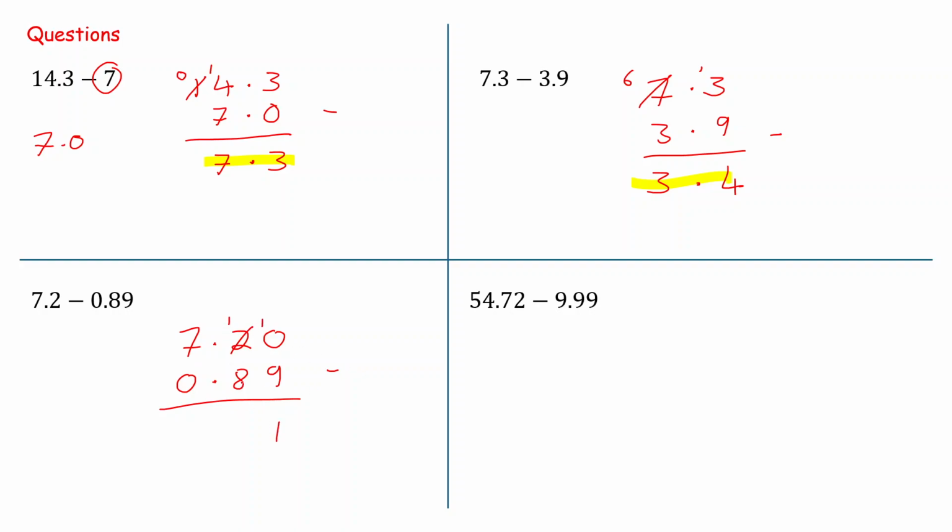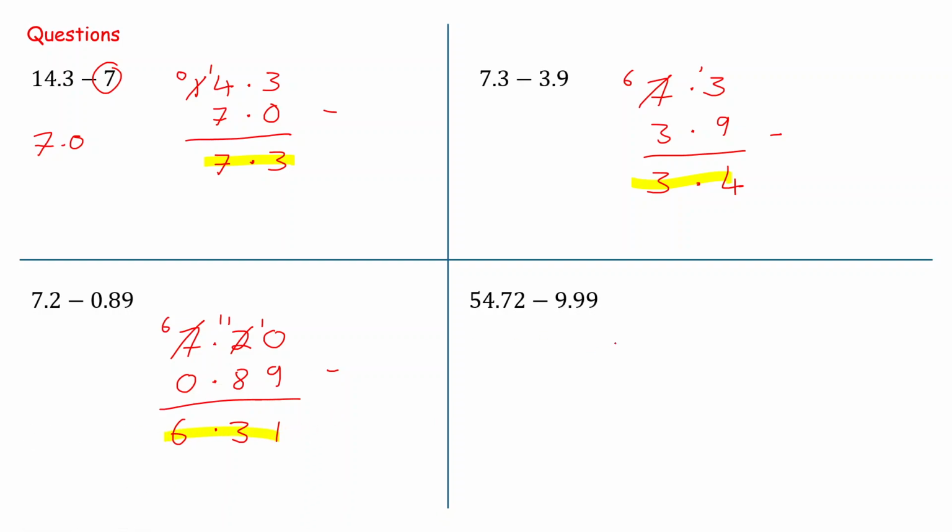1 take away 8 would give you a negative answer, so you've got to go and borrow 1 from that 7. Goes down by 1 to a 6. You borrow 1. 11 take away 8 gives you a 3. You put your points here. 6 take away 0 is going to give you 6. So 6.31 is your answer for this one.